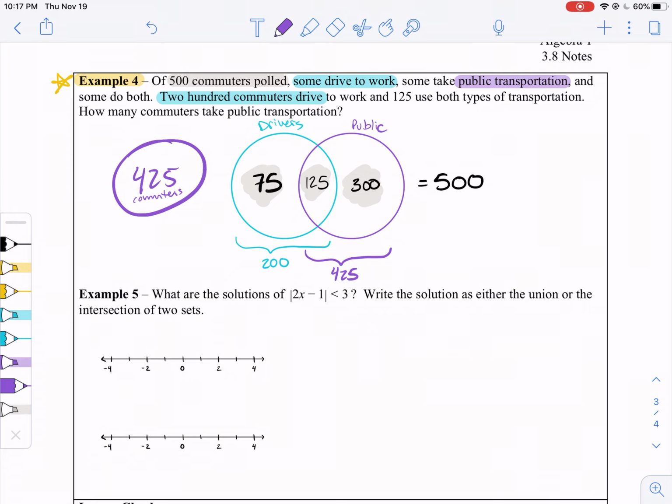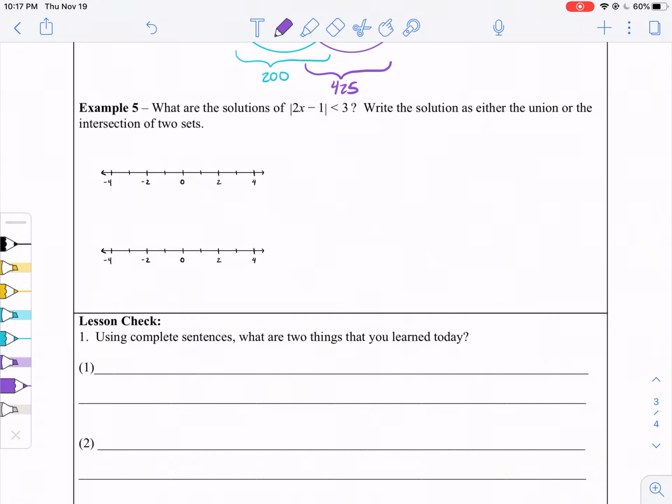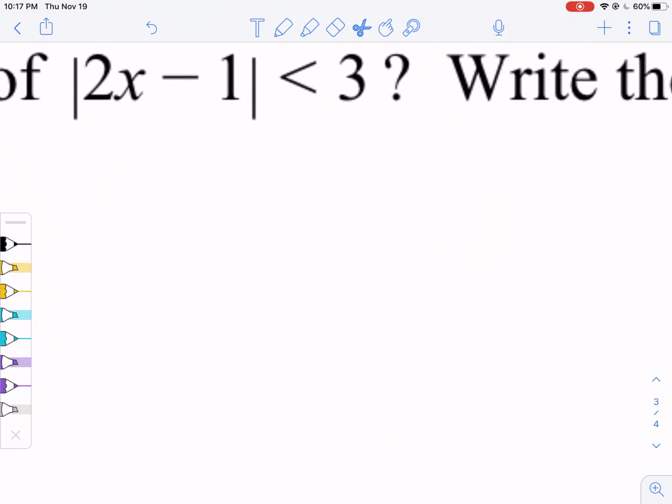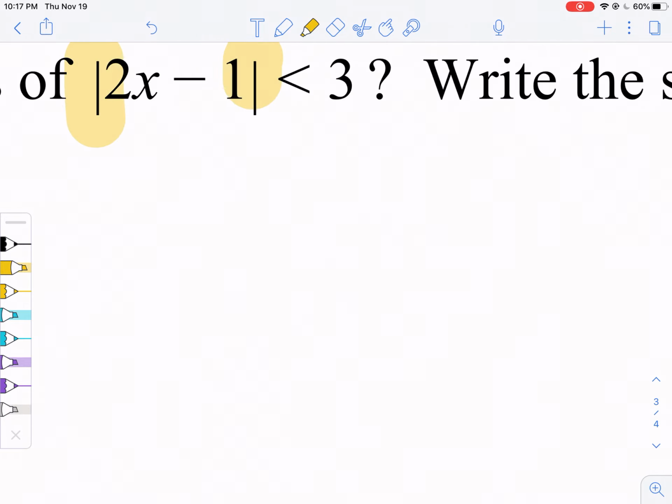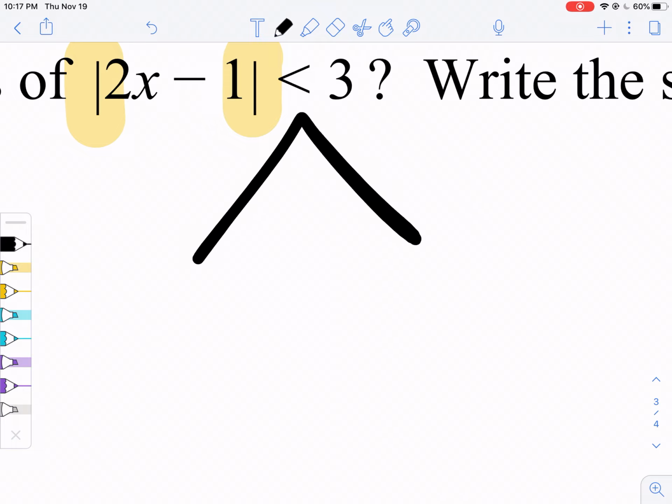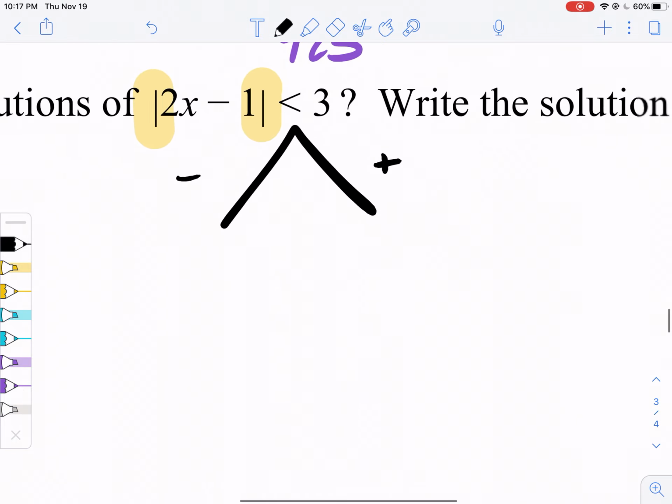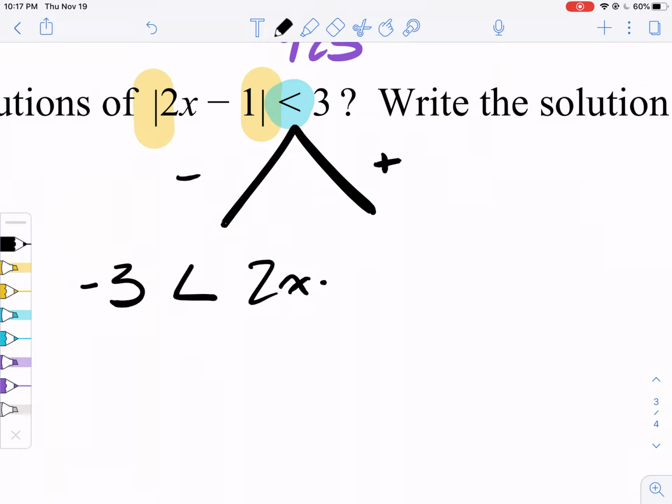Ta-da! Okay. What are the solutions? Write them as the union or the intersection of two sets. Why did I put two number lines on here? We only need one. Sorry. Okay, well, let's solve our absolute value. We've got this absolute value isolated already, so let's split him into a negative and a positive solution. Oh, but guess what? It's an absolute value that is already negative, so we know it's going to be an and. So we have negative 3 is less than 2x minus 1 is less than 3.